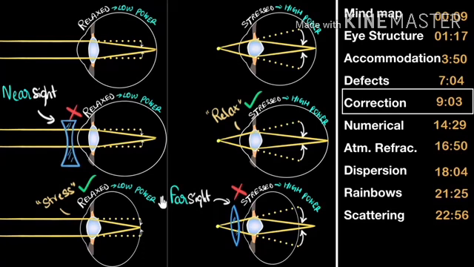Finally, what causes presbyopia? That is caused due to the loss of accommodation. Basically, your ciliary muscles wear out and your lens cannot accommodate any further. This happens due to old age. It can happen to anyone. And so how do you correct this?